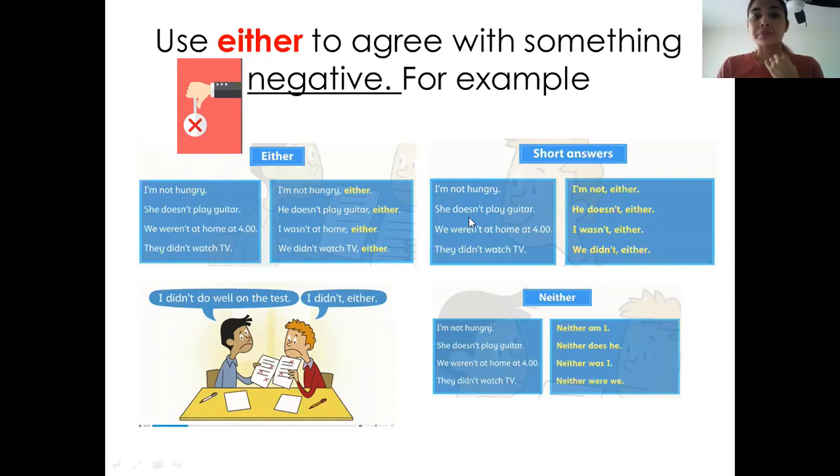For example, "I'm not hungry," and if you are in the same situation, we can say, "I am not either." Can you see?